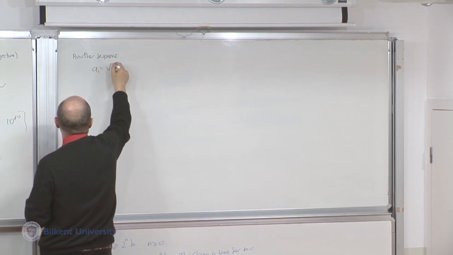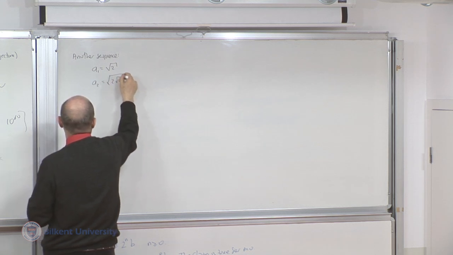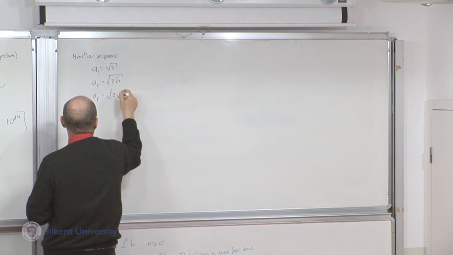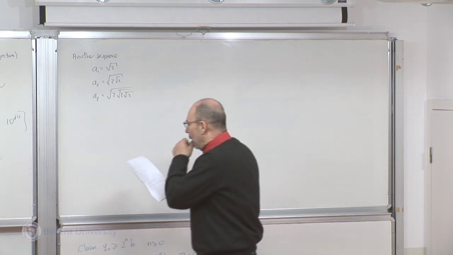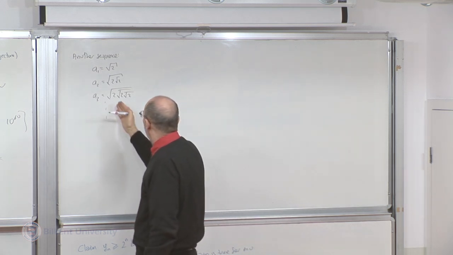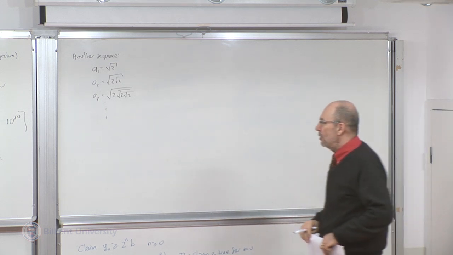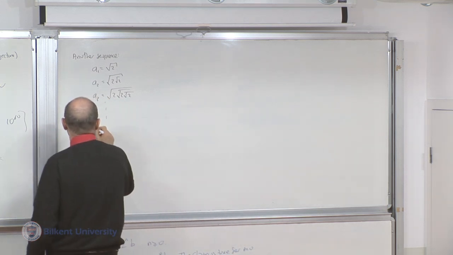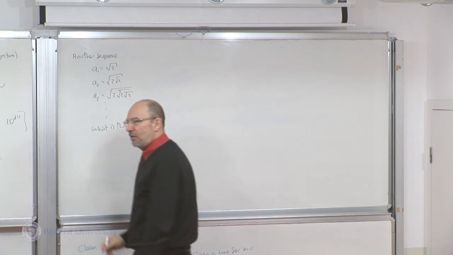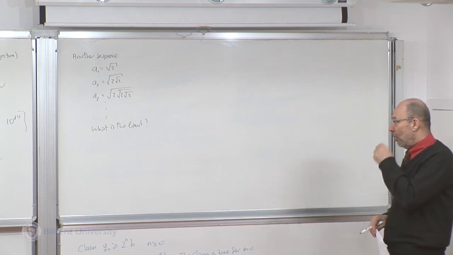a_1 is square root 2. a_2 is square root of 2 times square root 2. a_3 is square root of 2 times square root of 2 times square root 2. So this goes on like this. Eventually, in the limit, we have this infinite nested sequence of square root 2. So what is the limit, if it exists?